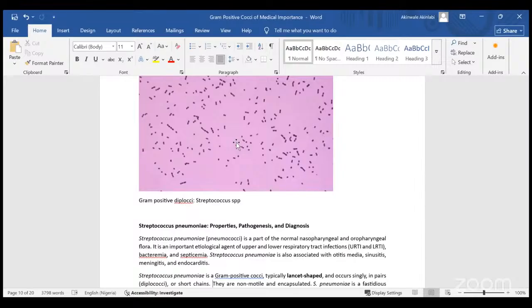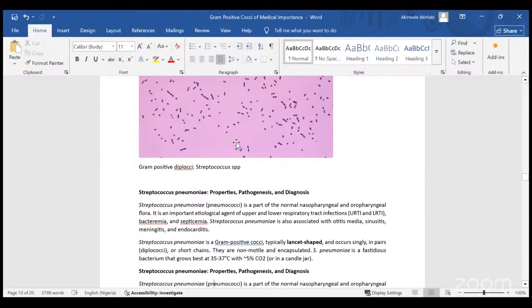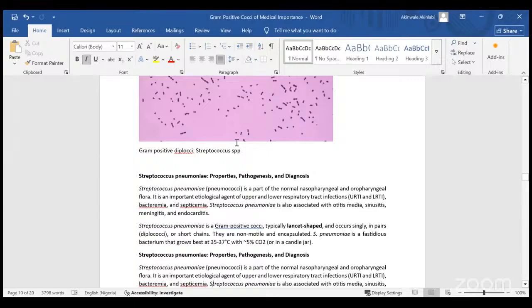What are the properties of Strep pneumo? Normal flora of nasopharyngeal and oropharyngeal flora. It's an important etiological agent of upper and lower respiratory tract infection. Bacteremia, septicemia, and so on. Streptococcus pneumo is gram-positive cocci, and they occur singly or in pairs, that is diplococci. They are non-motile and they are encapsulated.